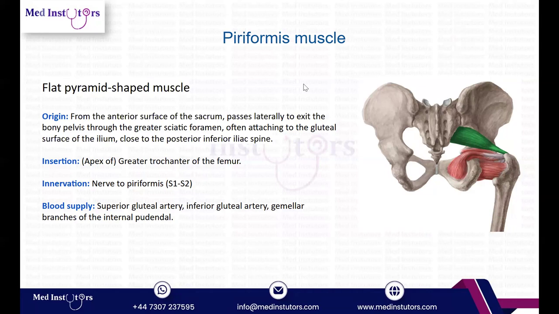Generally, piriformis muscle is a flat pyramid-shaped muscle. It originates from the anterior surface of sacrum. It passes laterally to exit the bony pelvis through the greater sciatic foramen, often attaching to the gluteal surface of ilium close to the posterior inferior iliac spine. Insertion is on the greater trochanter of femur.